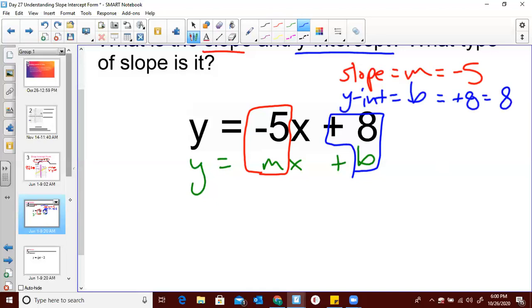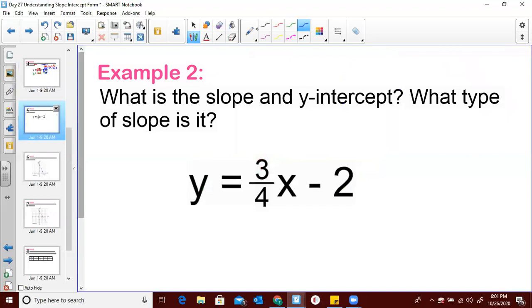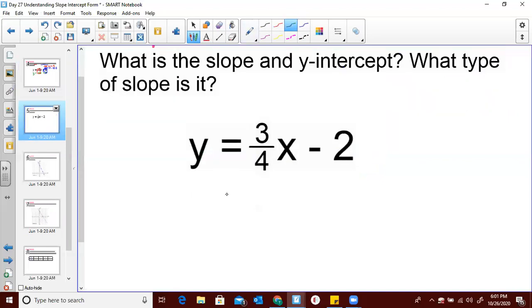All right, so when you're doing these, you're going to see a lot of patterns. You're going to see that your m's line up, that your b's line up. Remember, you want to always keep the sign with it. A big thing here is bringing the negative with your slope, bringing the positive with your y-intercept.